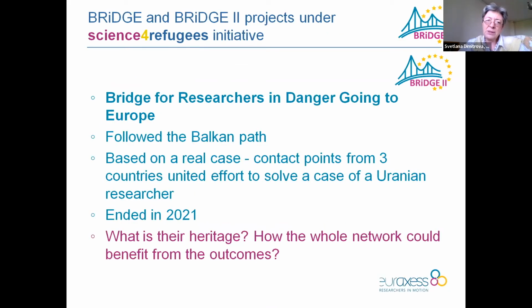But let's first see what the bridge projects did. These two projects were conducted under the Science for Refugees Initiative. And the original title is A Bridge for Researchers in Danger Going to Europe. The first one followed the Balkan path. It was based on a real case. And the countries that were on the Balkan path of refugees from the Middle East united their efforts. And this researcher was served by contact points from three of these countries.